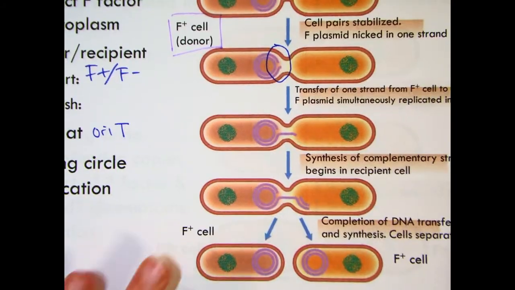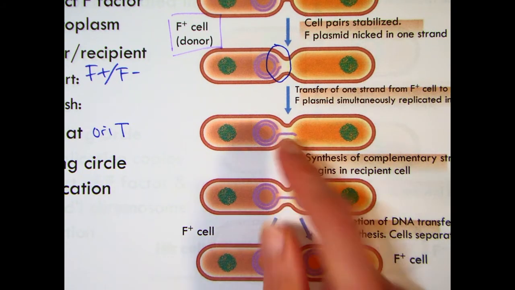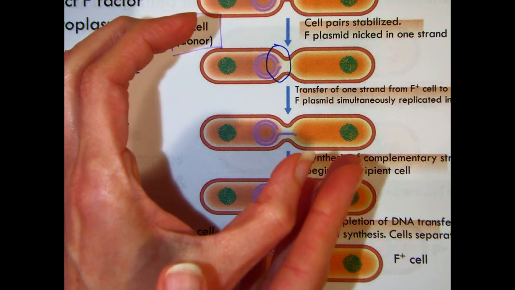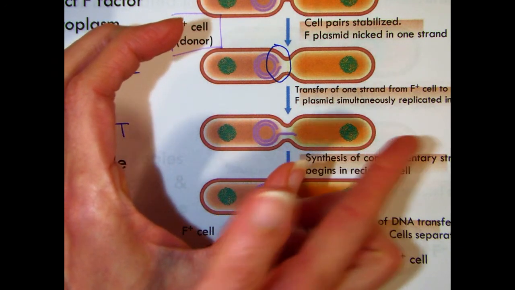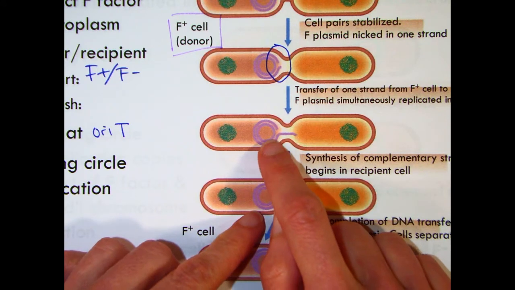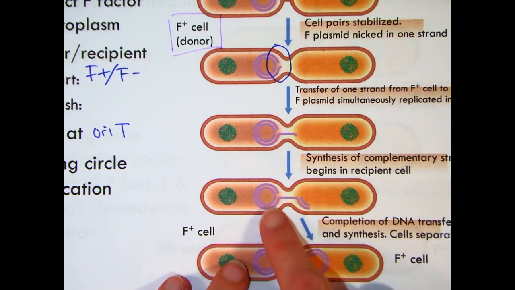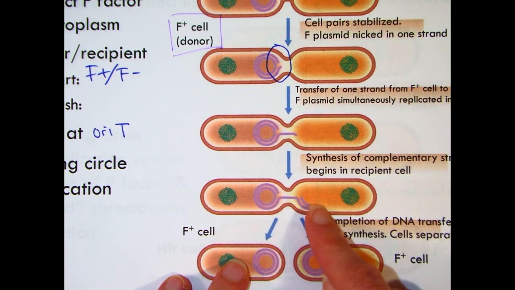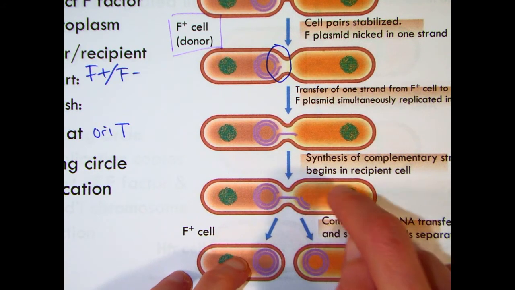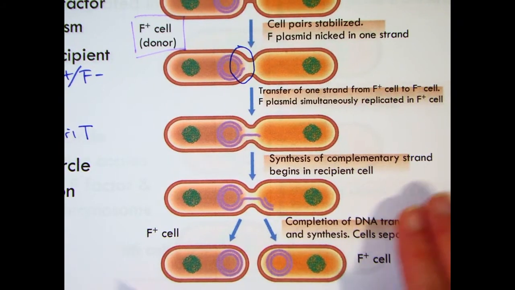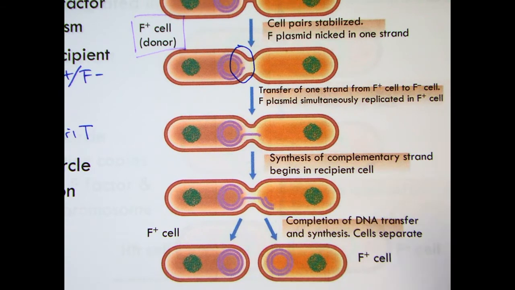All right. So here the nick forms at the ORI-T site, and then basically the plasmid turns, and as the DNA is being replicated, one single-stranded DNA piece gets shuttled through the pilus into the other cell. When that single-stranded piece enters the other cell, then the recipient cell begins to build the complementary strand. So this is the awesomest thing ever. It's very high-tech, and it's in bacteria, of all things.